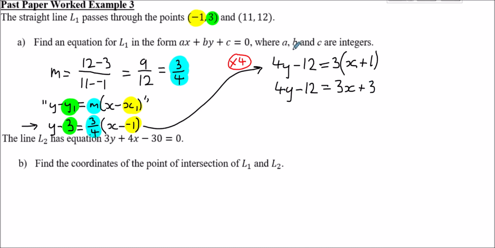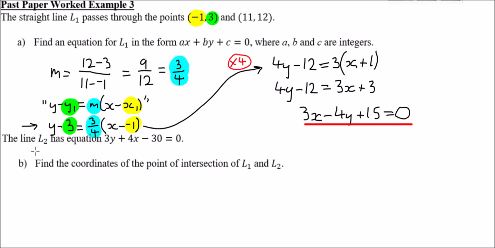Then if we rearrange and get all this onto the same side of the equation, we can subtract 4y from both sides to get 3x minus 4y, then add 12 to both sides to get 3 plus 12, which is plus 15, all equal to 0. So we've got it in the right form, so part A's sorted. We can now move on to part B.